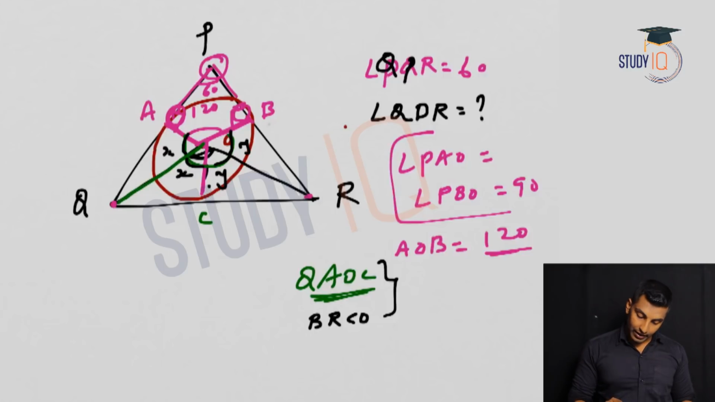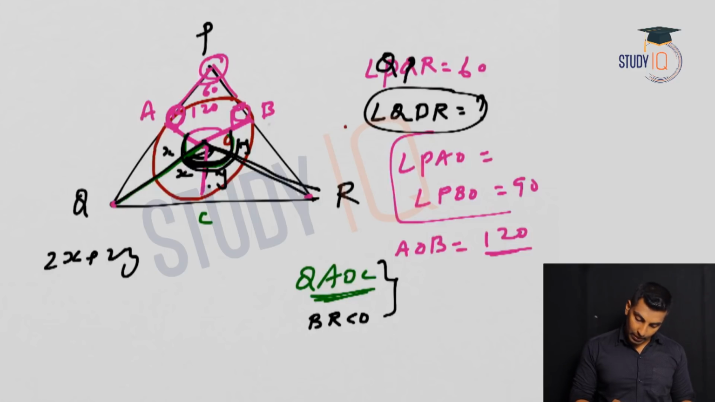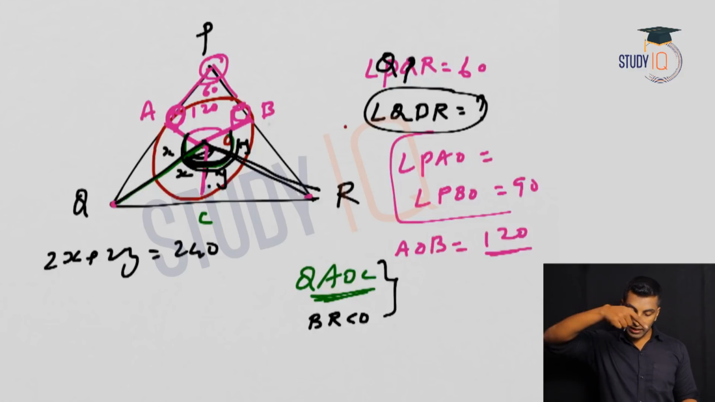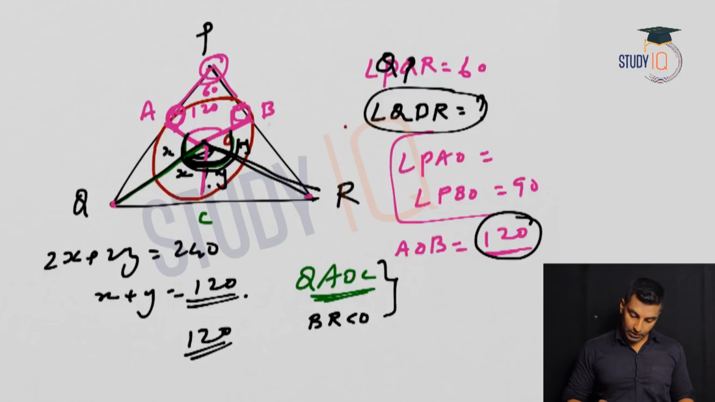And what we need to find here is this angle, which is QOR. So that is X plus Y. So here 2X plus 2Y is equal to 240, because total is 360 minus this 120. So we get 2X plus 2Y is 240, so X plus Y you get as 120. So what is the answer for the question which is asked? 120. I hope this is clear for all of you. So 120 is the answer.